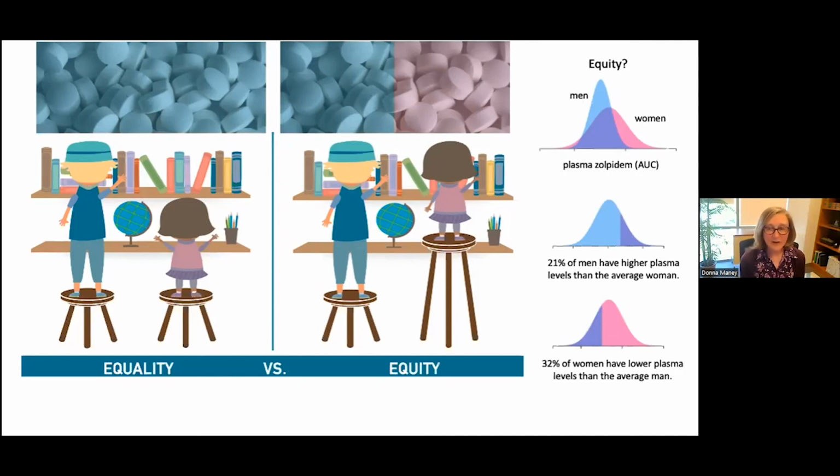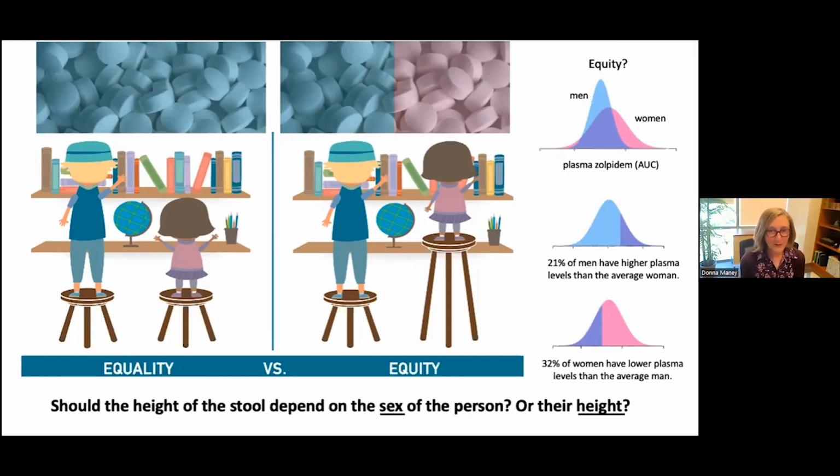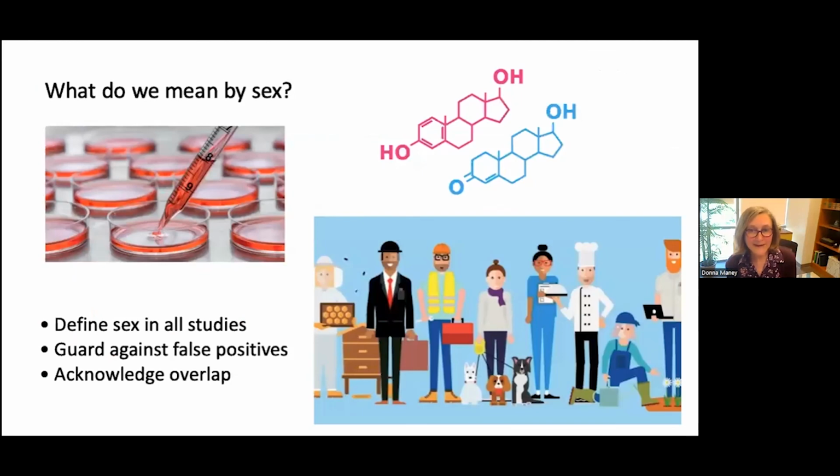So here in this cartoon with the stools, sex is being operationalized by height. And if we were to give each person a stool according to their height and not their sex, then we can have equity. So when we make decisions based on sex as a category, we might miss out on opportunities to develop treatments that would target sources of variation more accurately.